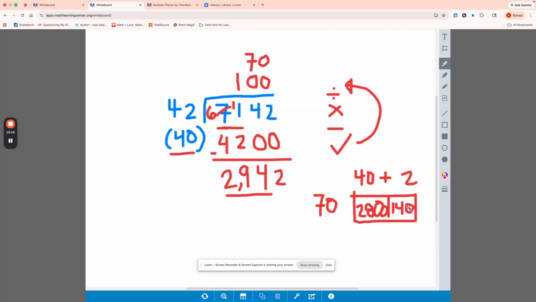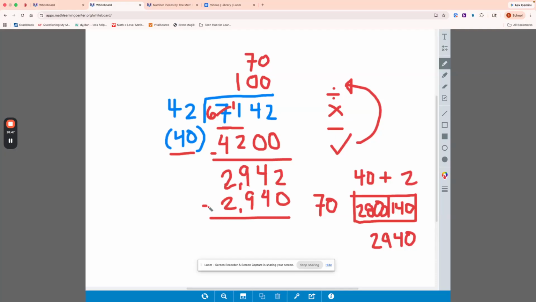Let's see, does that work? Can you add those together in your head? You can also add them vertically. Let's see, that's 2,940. Wow, that was really close. And that is less than 2,942. So that will work. Okay, so we're going to write that number down below, 2,940.